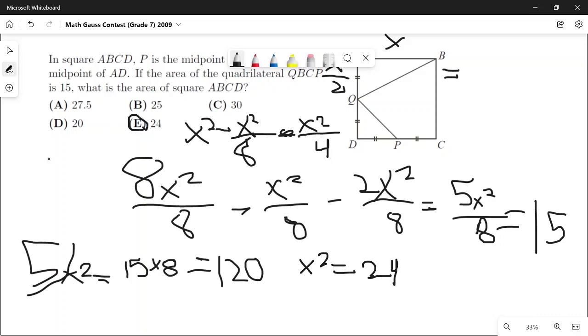This is question 24, I believe, on the Math Gauss Grade 7 2009.